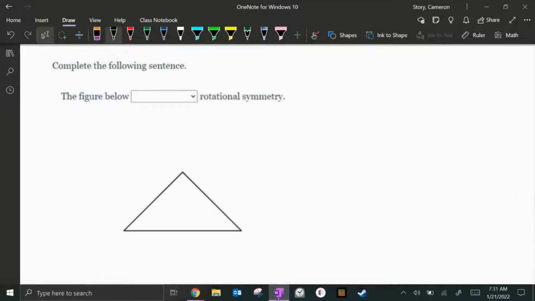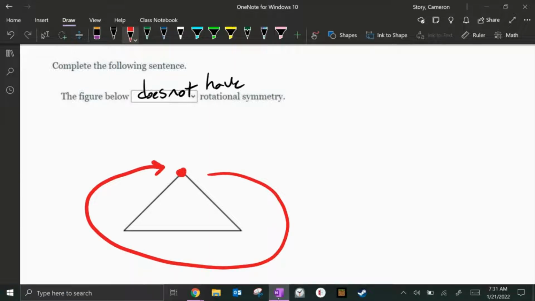Okay, and finally, an example where it does not have rotational symmetry. If it does not have rotational symmetry, you don't have to put an angle in. Basically, it's just telling yourself that, okay, if I take this point, I would have to go a whole 360, which is not rotational symmetry, in order to get back to the shape I had.